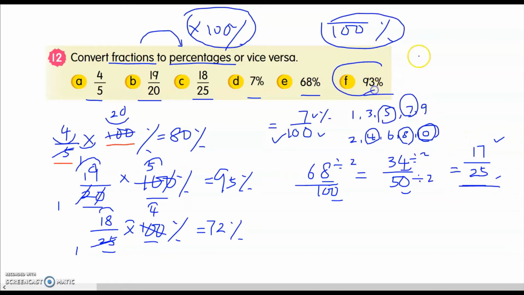Okay, for F, 93 over 100. Okay, can we simplify? This is odd number, right? 3 is over here, odd number. 100 is even number, 0 is over here. So we can't simplify it anymore. So this is the final answer.